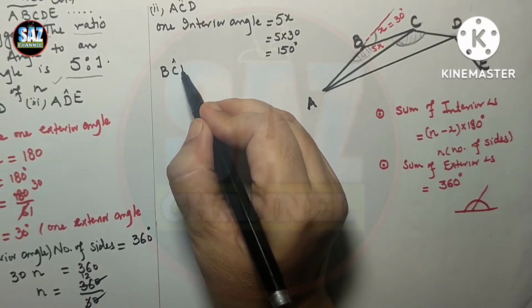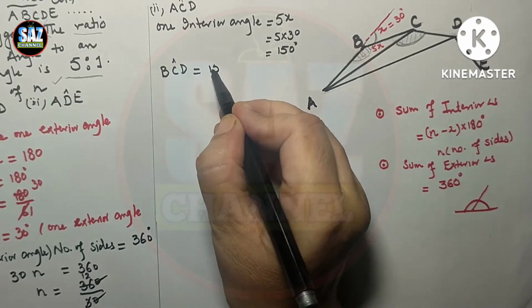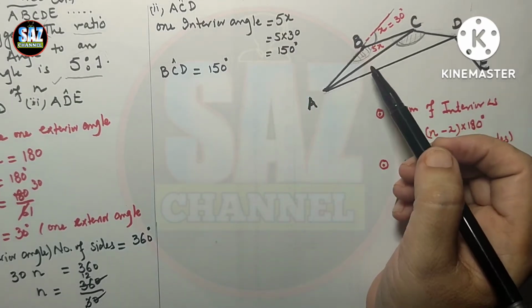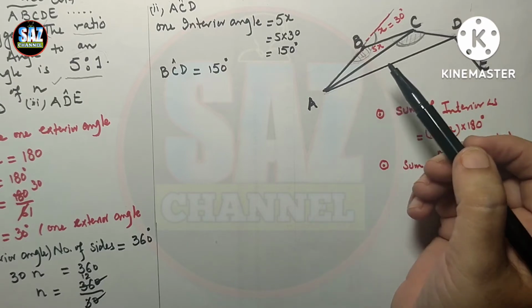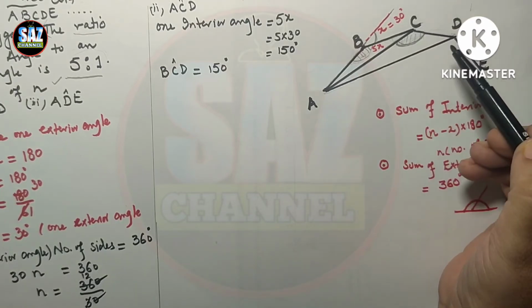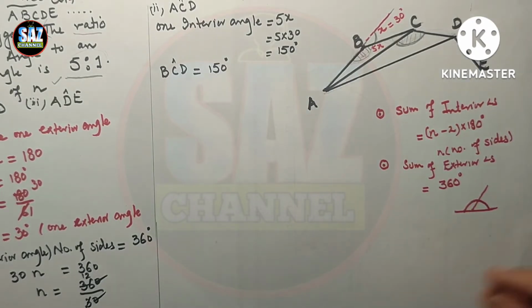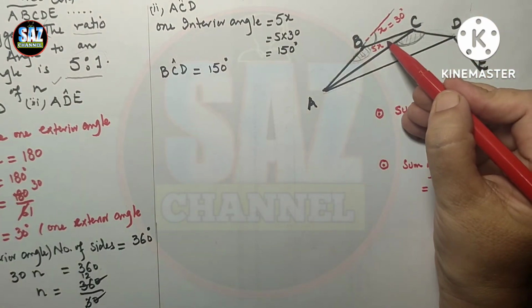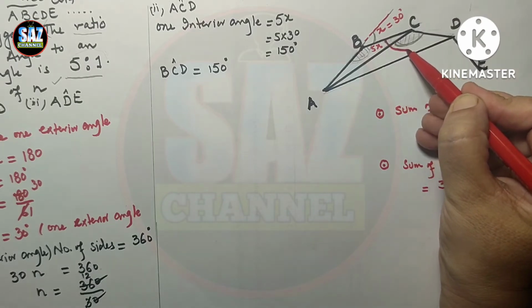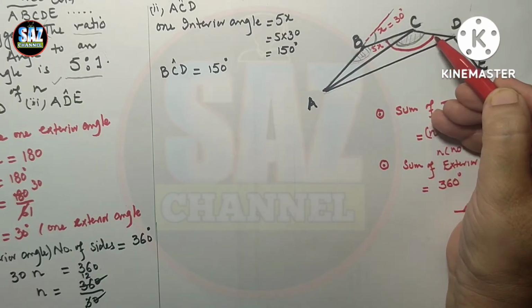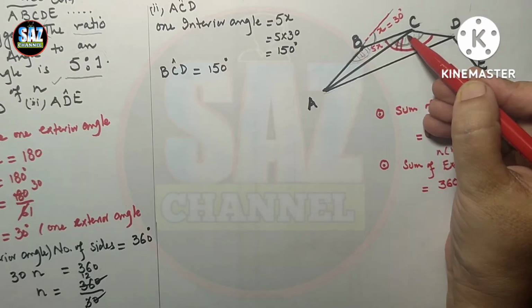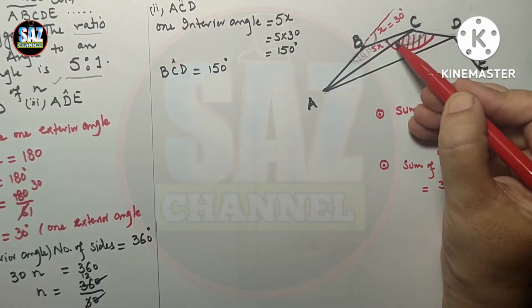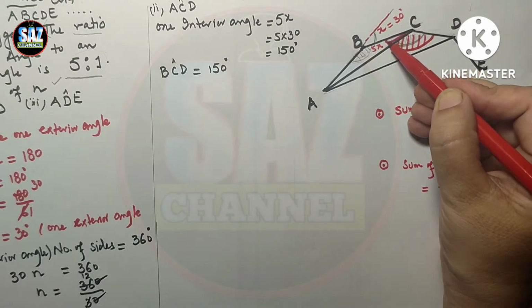BC and CD will also be of measure 150 degrees. And what is the reason? They are the interior angles of a 12-sided polygon, and the requirement is angle ACD. For that purpose, let me highlight with red pen that this is the angle starting with line BC and ending at line CD. Now you can see that we need this portion only. This is the extra portion. This one is the extra portion.